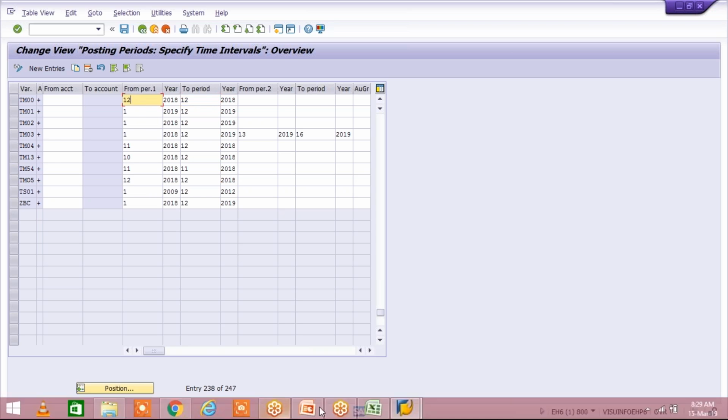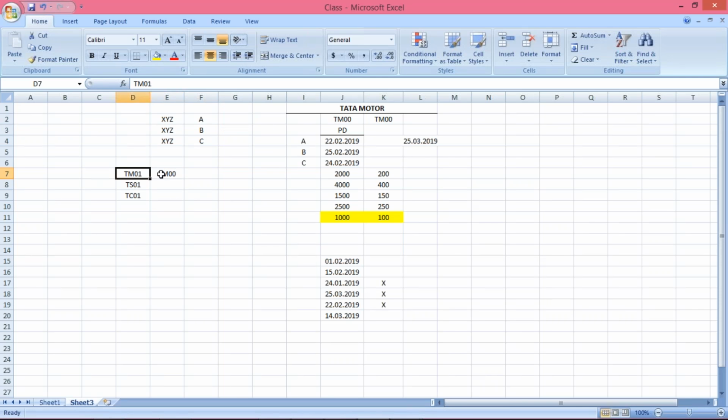So we have created one posting period variant, and we have assigned it to Tata Motor. What I said is that a variant is a reusable setup. It means it can be used by other company codes also.